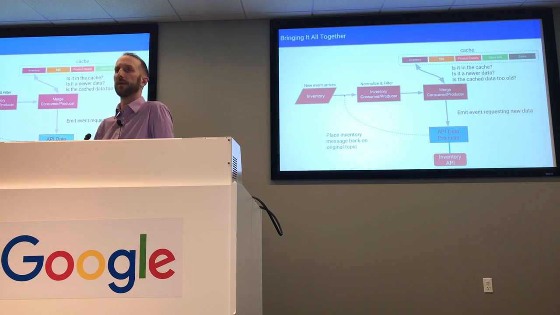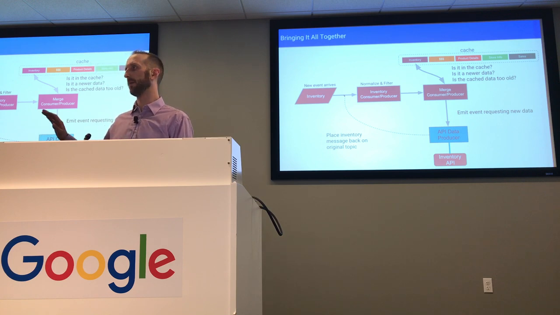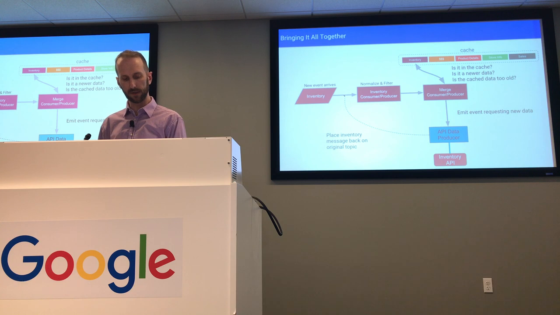We're pulling these in and storing the current state of all of our SKUs and all of these pieces of information in, in this case, a Redis cache. It just needs to be a very fast lookup. The merge consumer producer's job is to take all of the information that we have and merge it down into that picture that we saw before, with all of the current state and the new pieces. We're just showing what's happening on one of the systems with the inventory picture, but this happens for a whole bunch of different systems that we deal with.